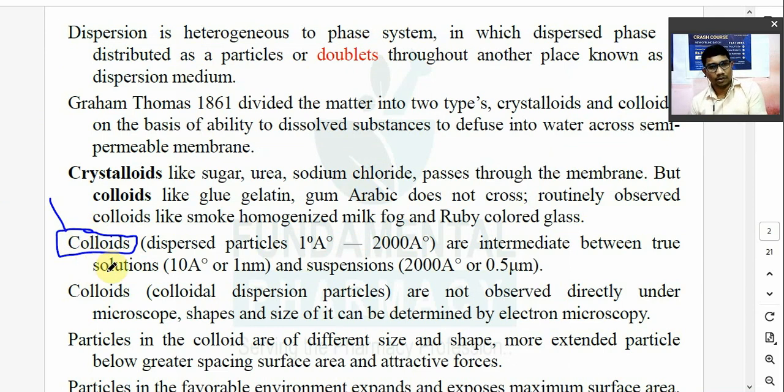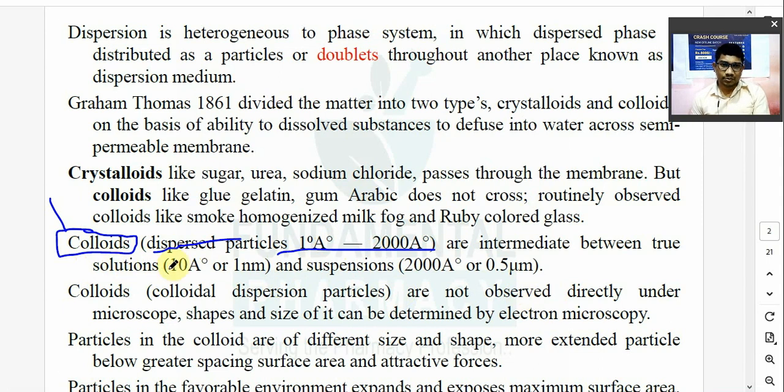Particle size of colloid is also between true solution and suspension. Colloids are dispersed particles having a particle size in the range of 1 angstrom unit to 2000 angstrom units, which is 0.1 nanometer to 0.5 micrometer, right?